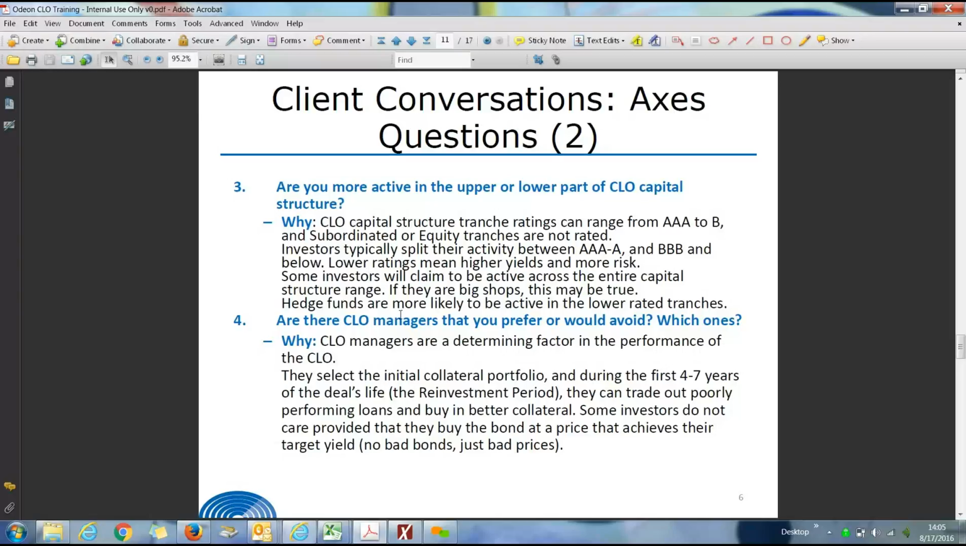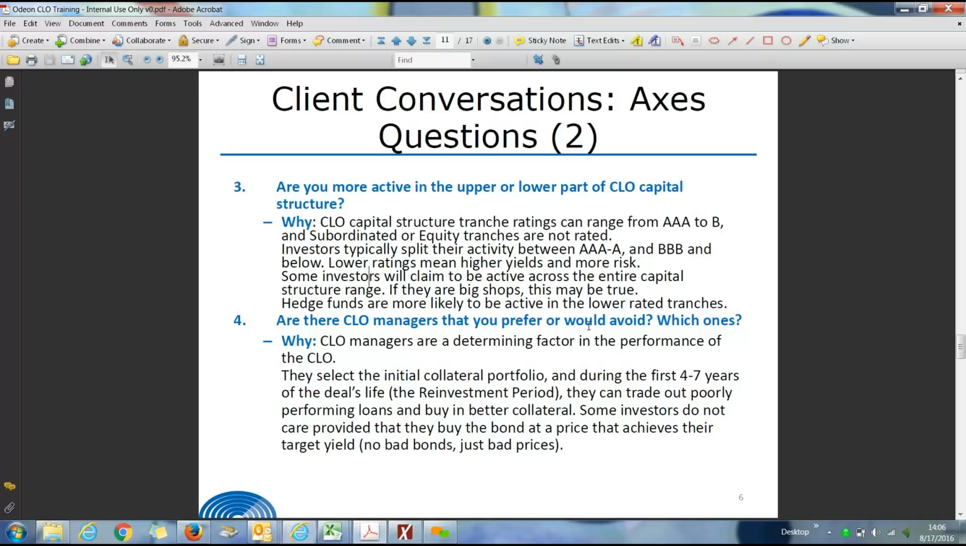All right, another question. Are there CLO managers that you prefer or would avoid? Which ones? The reason is, that's like the next most important question. You can almost assume that the guys we're talking to are in the lower part of the cap structure and they're doing CLO 2.0s, and you're probably talking to them about a CLO 2.0. So then the real question becomes, what managers are off of your list, okay?